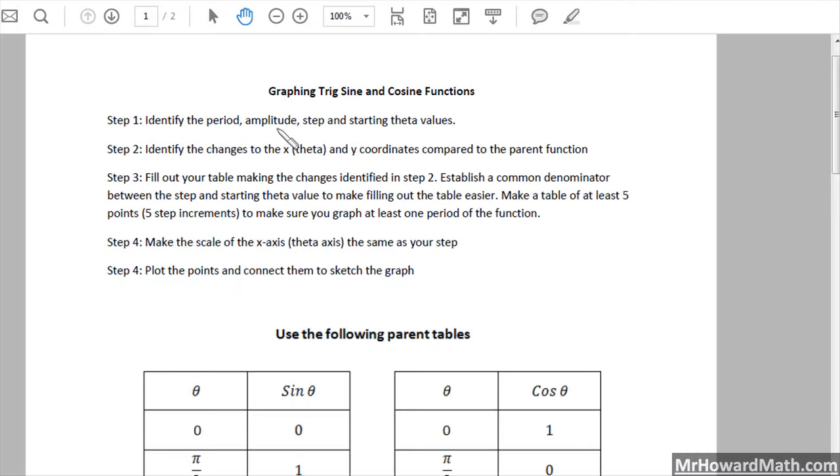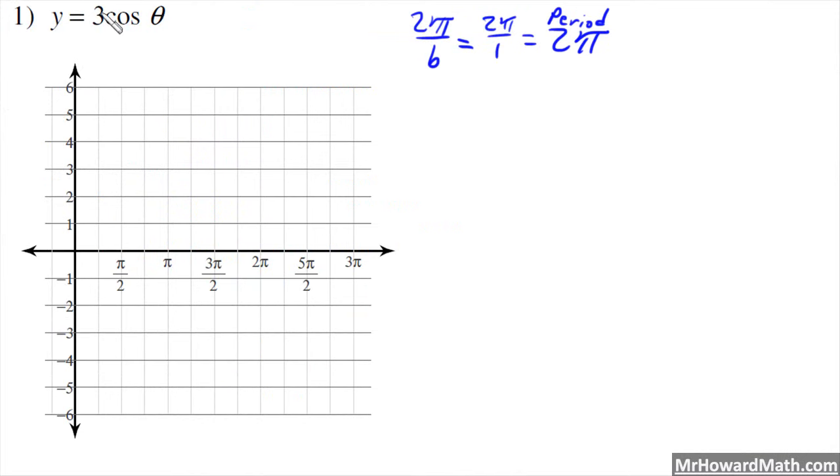Okay, next, amplitude. The amplitude is the multiplier in front. So here is our amplitude. We'll abbreviate it as amp. So the amplitude is a 3. That's going to be the height from the midpoint to the max and the midpoint to the minimum.